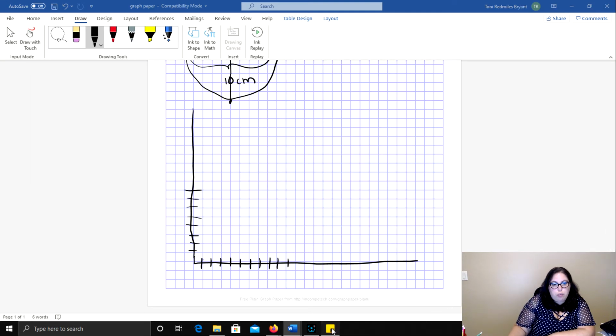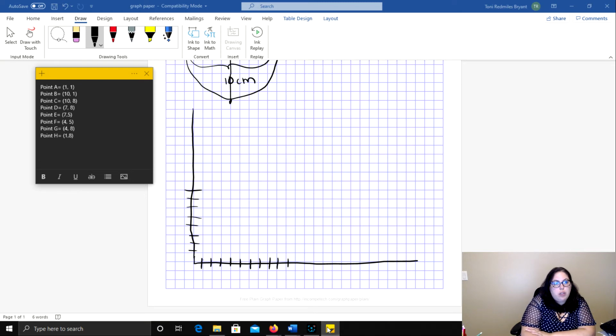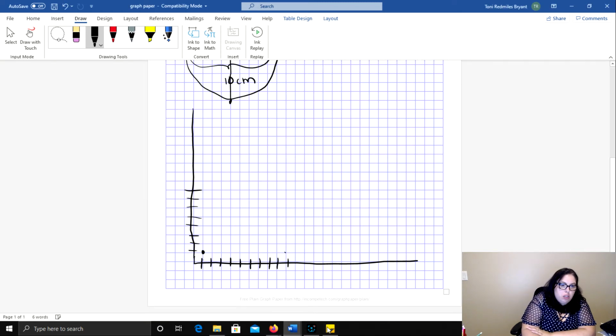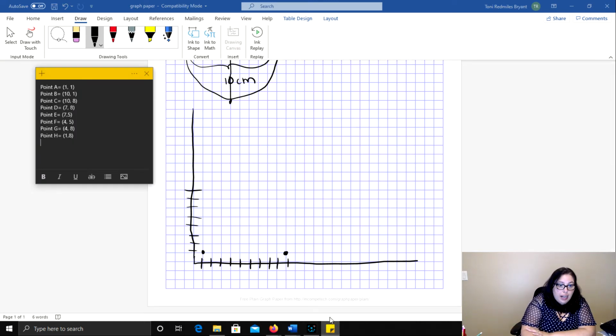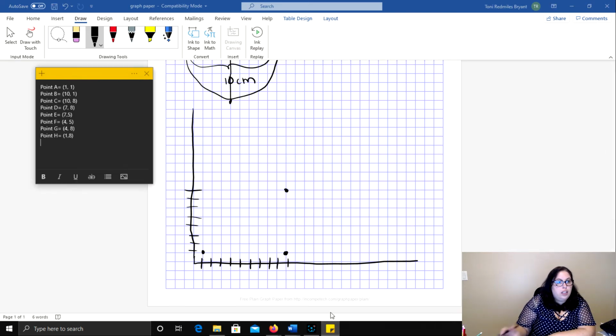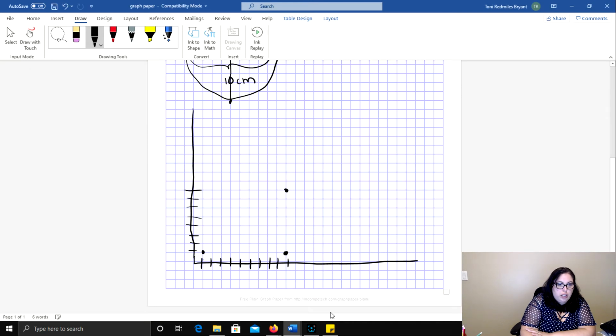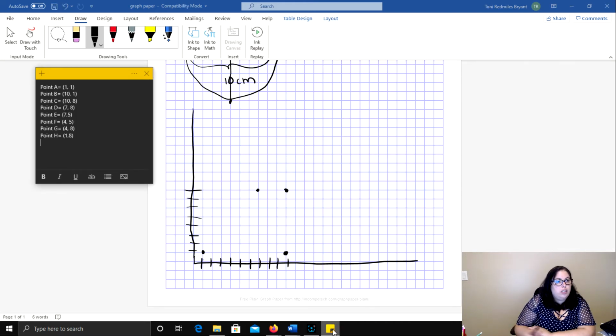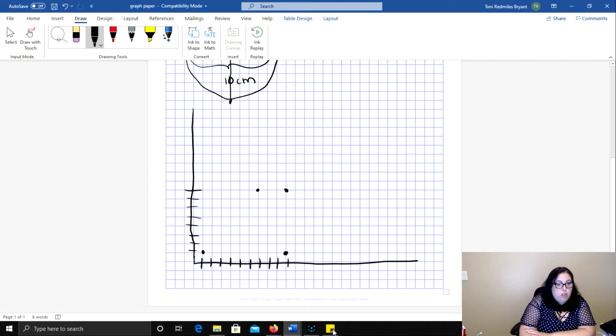So let's go ahead and graph these points. First one is 1, 1, and the second one is 10, 1. So 10, 1. Next we have 10, 8. Then we have 7, 8. So back 3. 10, 9, 8, 7, 8. So there's 7, 8. Then we have 7, 5. So this is 7. 1, 2, 3, 4, 5.